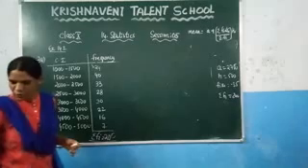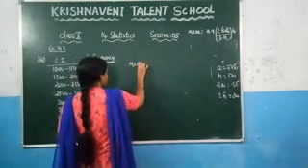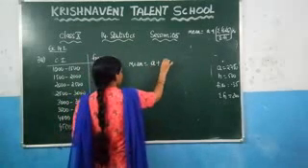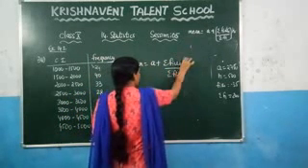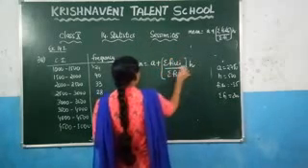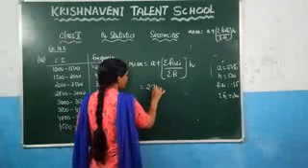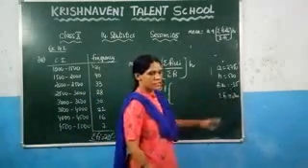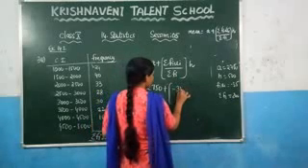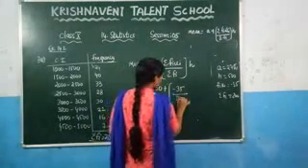Since we have used the step deviation method, what is the formula to find the mean? The step deviation method: A plus sigma Fi ui by sigma Fi into H. We found all these values. What is the value of A, which is 2750, plus what is the value of sigma Fi ui, which is minus 35. So write it here, minus 35. What is the value of sigma Fi, which gives you 200.